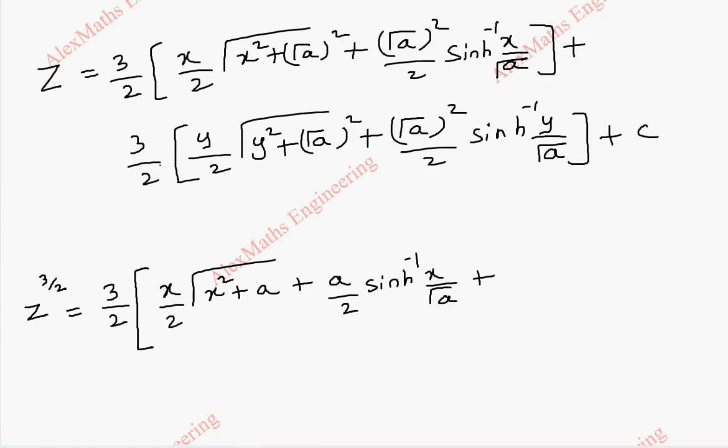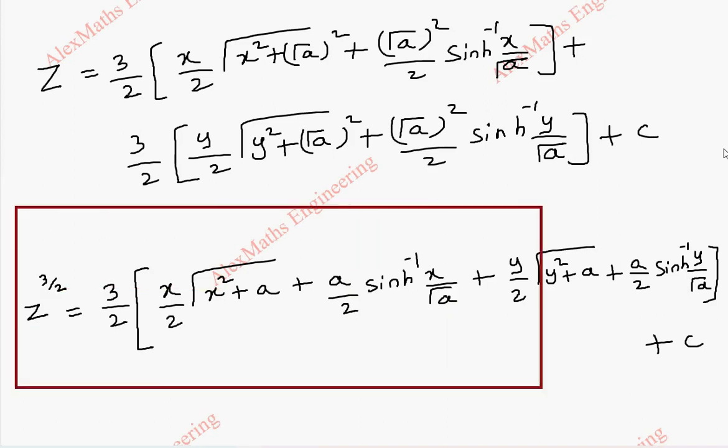And again plus we have taken 3 by 2 common. So y by 2 root y square plus a by 2 sinh inverse y by root a. And we have a constant c. This is our required complete solution.